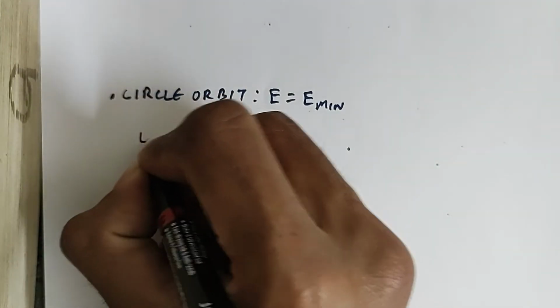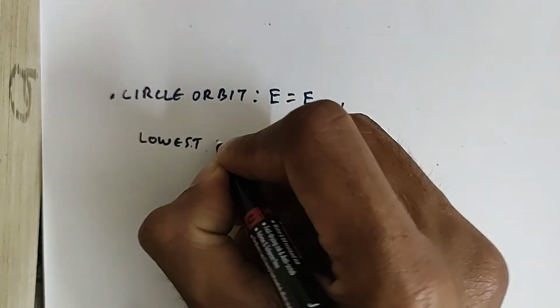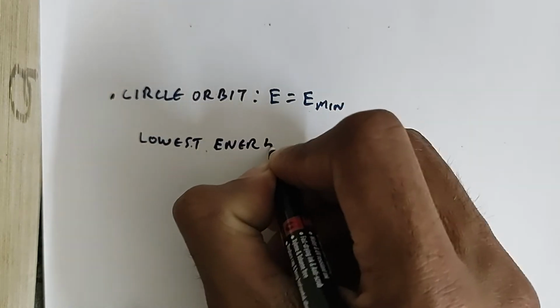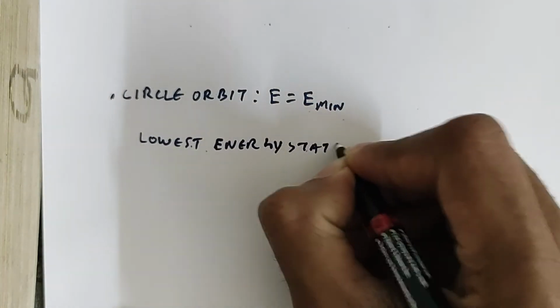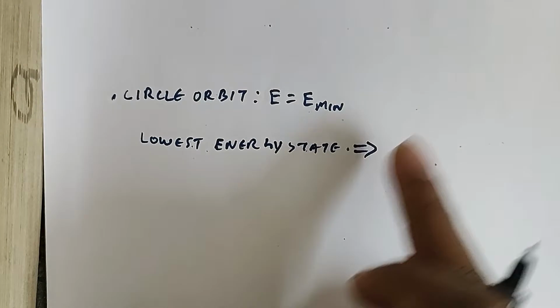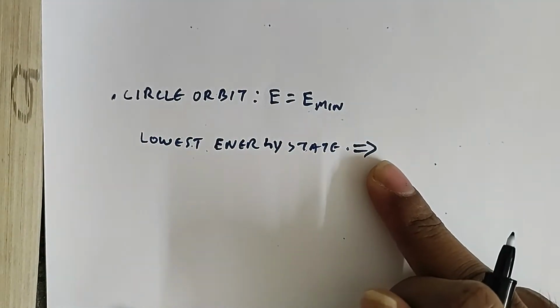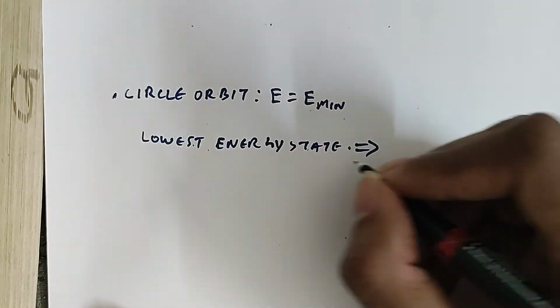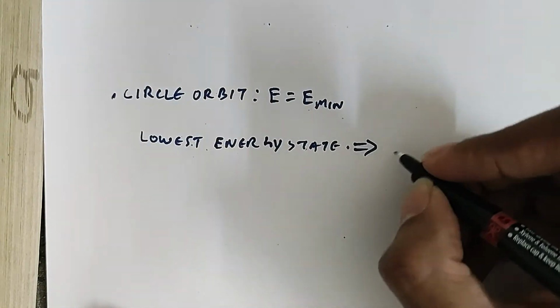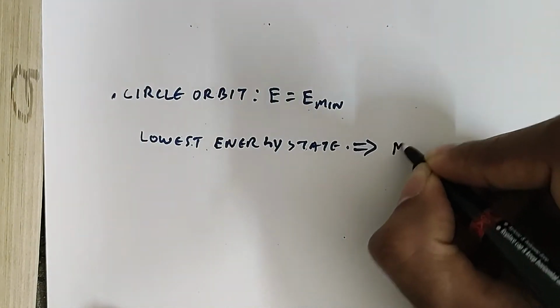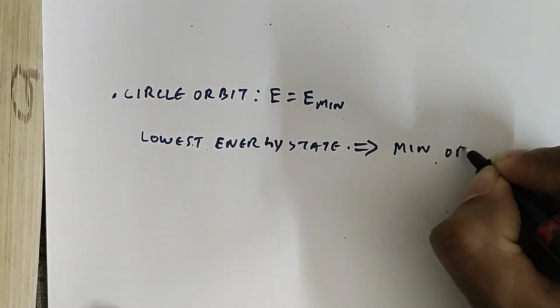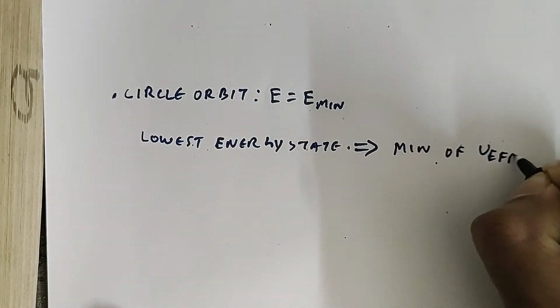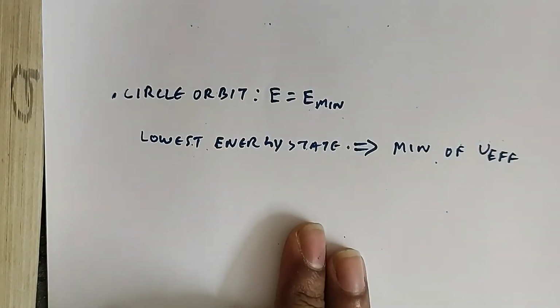Let me write that down. Lowest energy state corresponds. This symbol stands for corresponds. It implies, it means many more things. The lowest energy state corresponds to the minimum of U effective. Alright, this is very important.